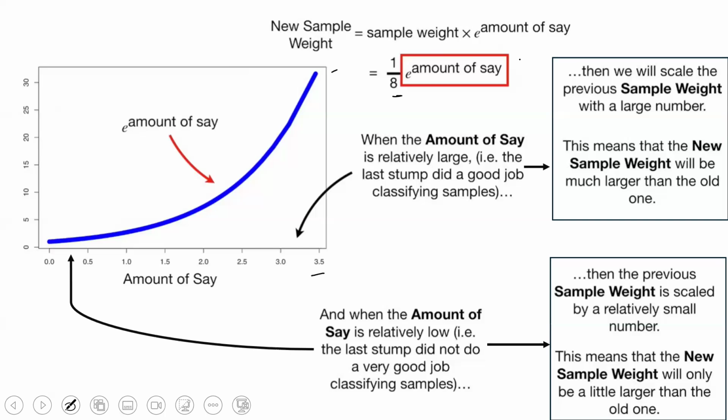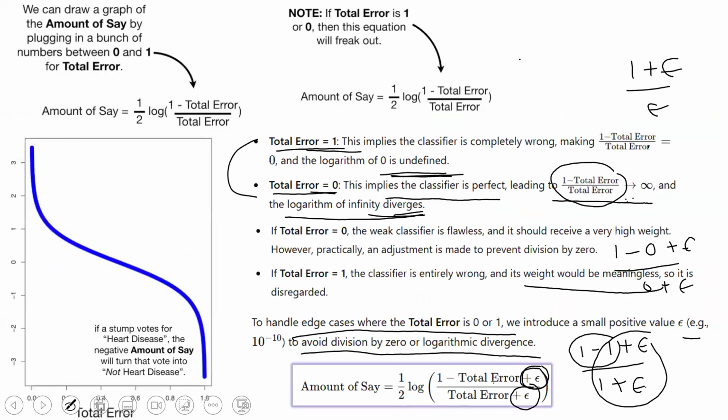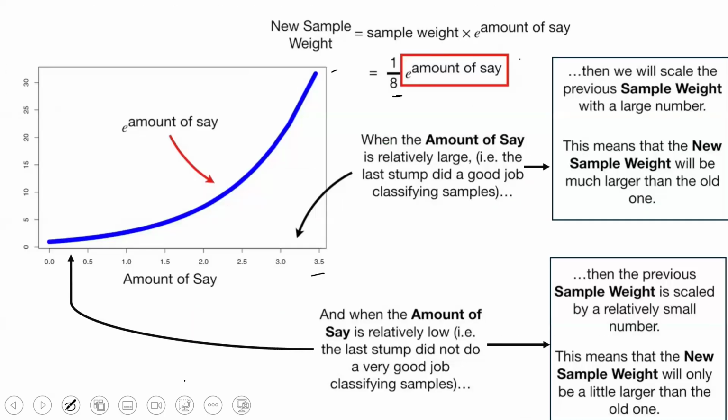If you carefully understand the two cases that are possible, let's take the first stump. If the first stump has done a great job, what indicates that? Amount of say indicates that. If the amount of say is high, that means total error is low. That is what you understand from this graph. When the amount of say is high, the total error is low, which means the stump is doing a great job. When the amount of say is low, total error is high, which means the stump is not doing a great job.